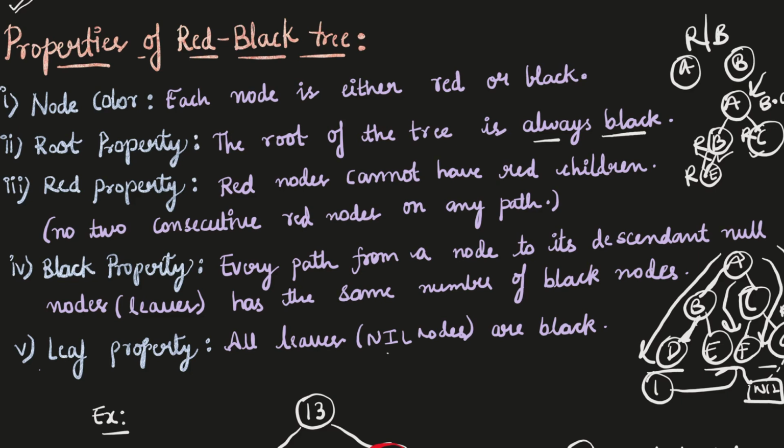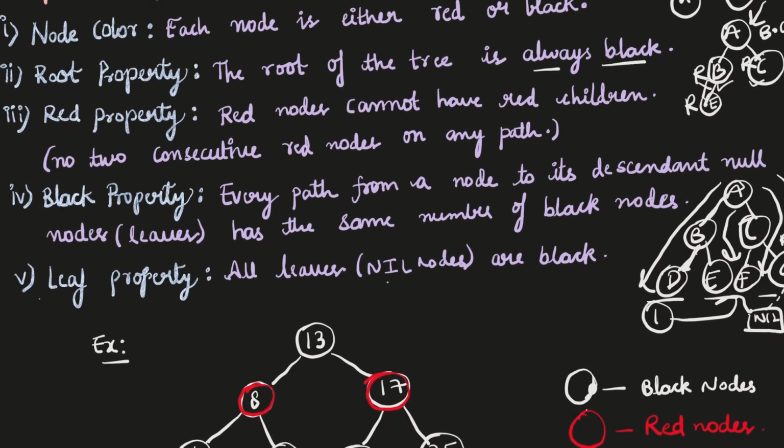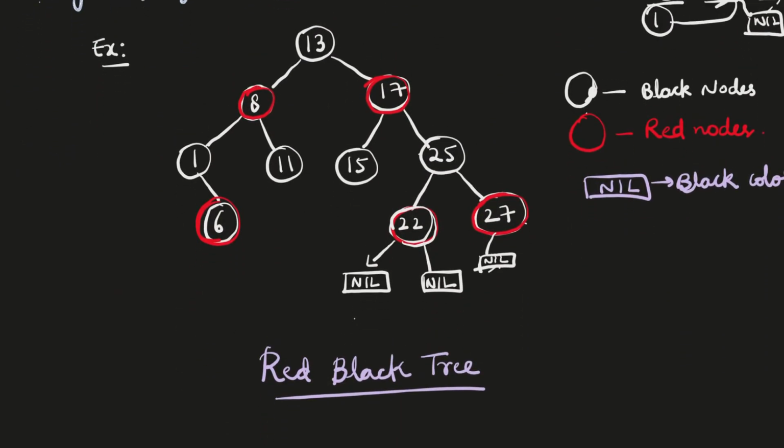Now let us see with an example whether a tree satisfies the red black tree properties or not. Coming to this tree, it is having white circles. The white circles represent the black nodes and the red circles represent the red nodes, and the last are the null nodes. I already told you that they are the leaf nodes, and they are always in which color? Black color.